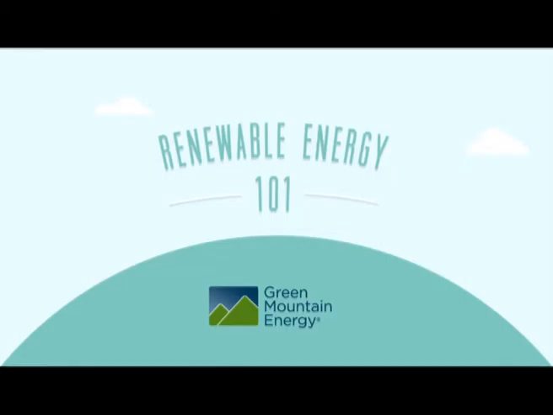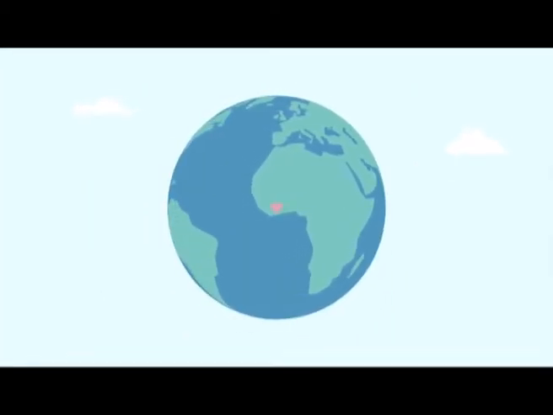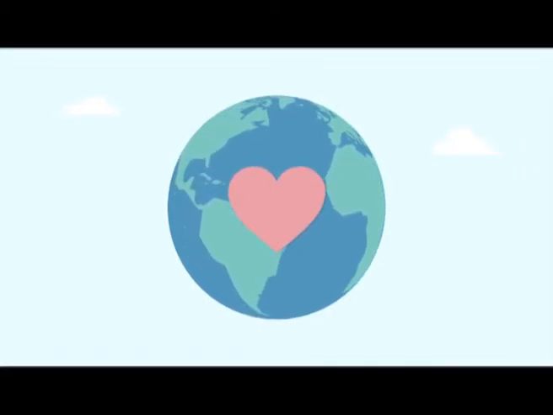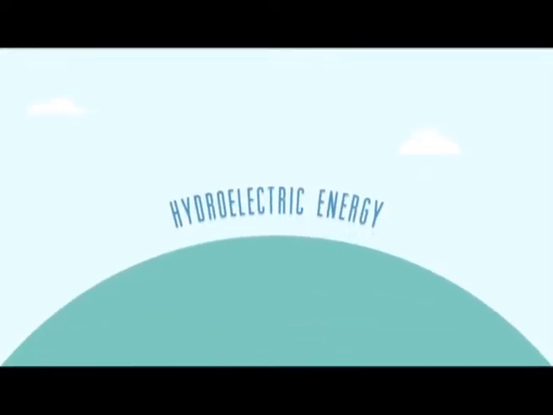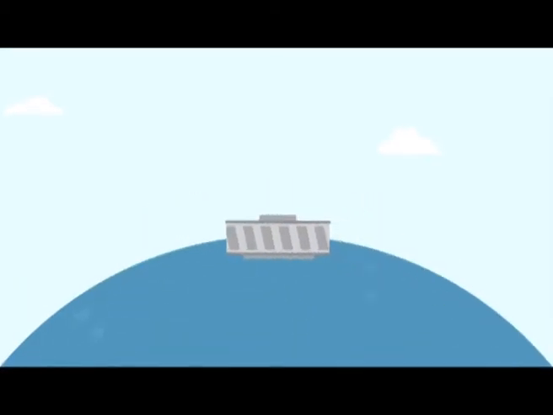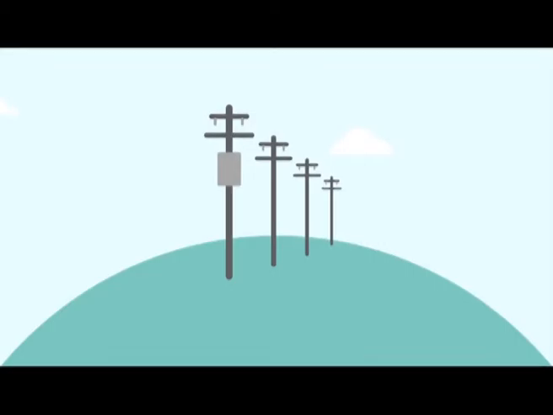Renewable Energy 101. Water covers 71% of the Earth's surface and is vital to our daily lives. It can also be a clean, renewable, reliable source of electricity. Hydroelectric energy comes from capturing the force of moving water that's in our Earth's rivers and oceans. We do this by using the movement of the water to spin hydraulic turbines. That generates kinetic energy, which is converted to electricity through a generator, and then sent to the power grid.